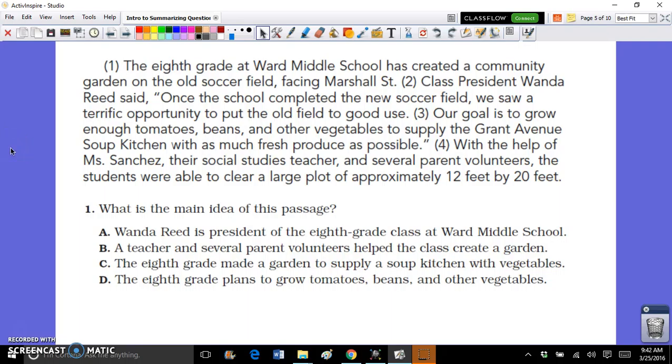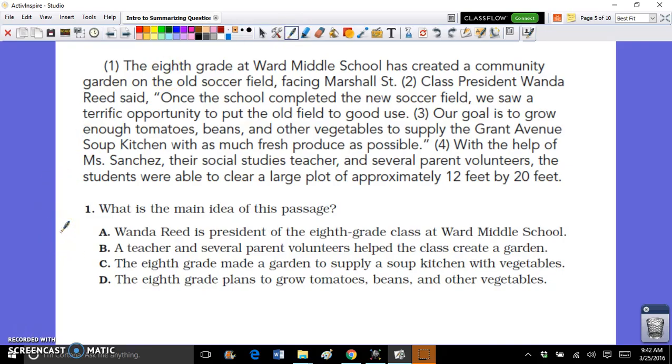All right, so now what is the main idea or central idea of this passage? Is it A, Wanda Reed is president of the 8th grade class at Ward Middle School? B, a teacher and several parent volunteers helped the class create a garden? C, the 8th grade made a garden to supply a soup kitchen with vegetables? Or D, the 8th grade plans to grow tomatoes, beans, and other vegetables?